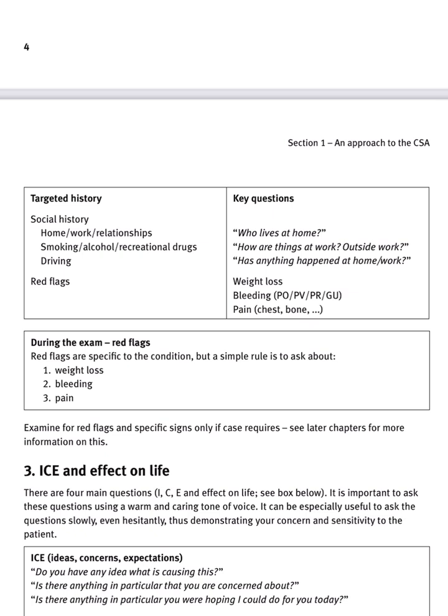So ask questions about who lives at home, how are things at work or outside work, has anything happened at home or work. And ask about red flags, like any weight loss, any bleeding per oral, per vaginal, per rectal or genitourinary. And ask about pain, chest or bone pains. During the exam, red flags are specific to the condition, but a simple rule is to ask about weight loss, bleeding and pain. Examine for red flags and specific signs only if the case requires.